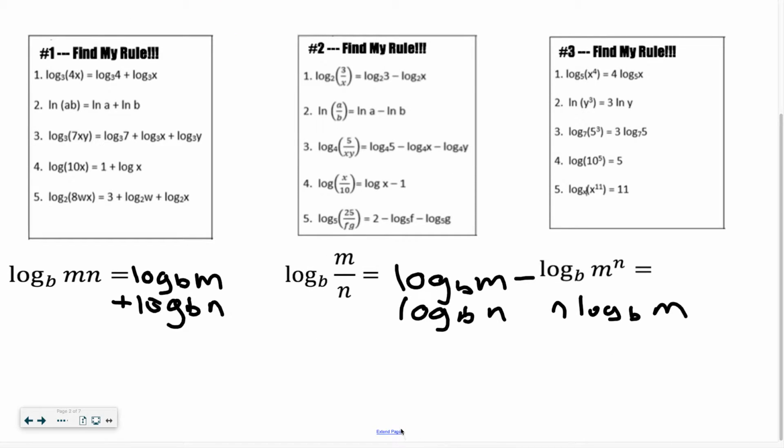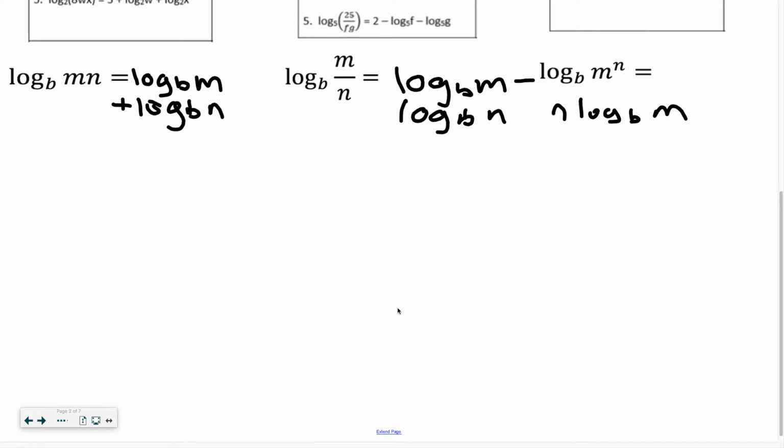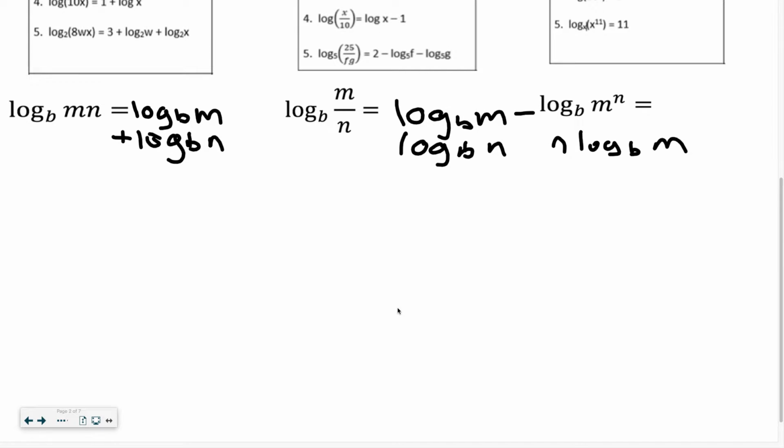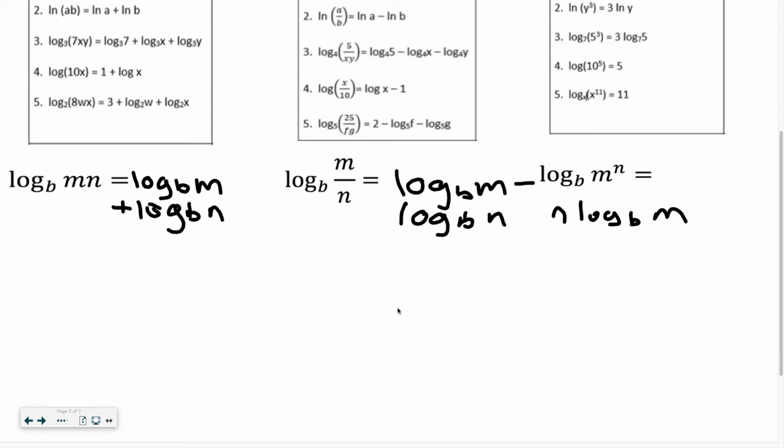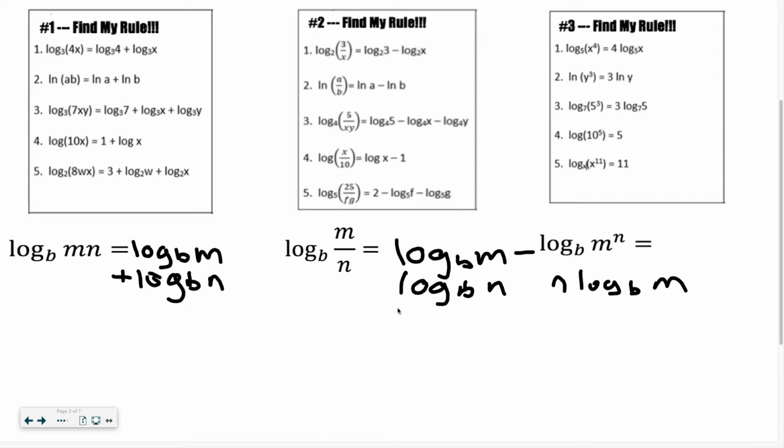Okay. Now, I would double check the rules, if you wrote them down, and make sure that you have the base b on all of them. Really important is that you notice in the different examples that they keep their bases all the way through. So, in box number 1, problem number 1, it's a log base 3 of 4x being multiplied. So then that's the log base 3 of 4 plus the log base 3 of x.